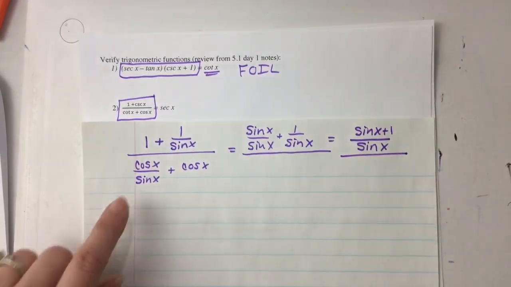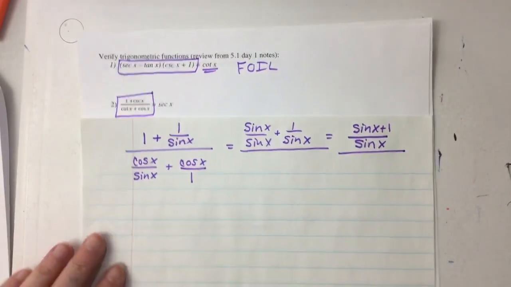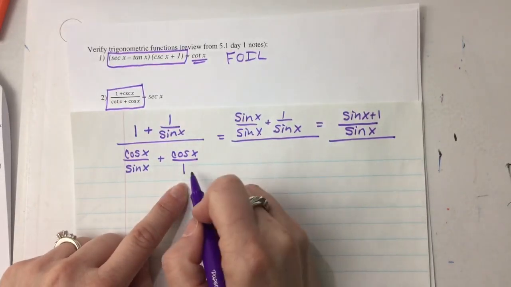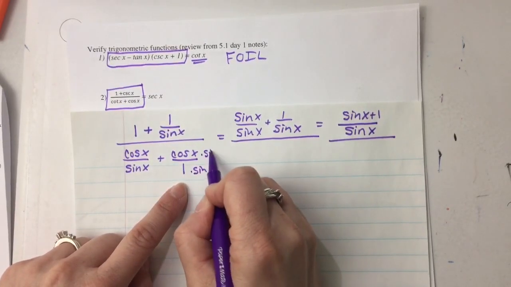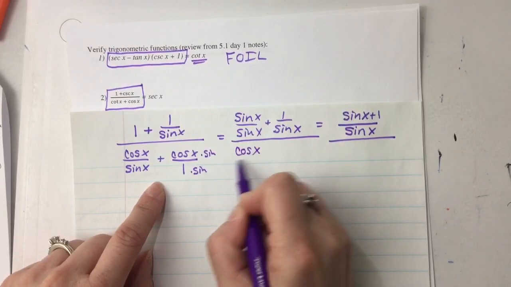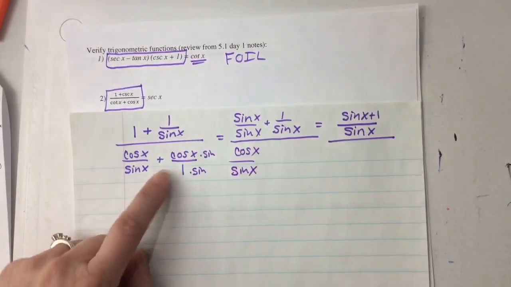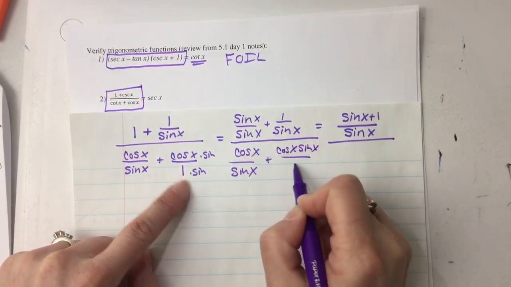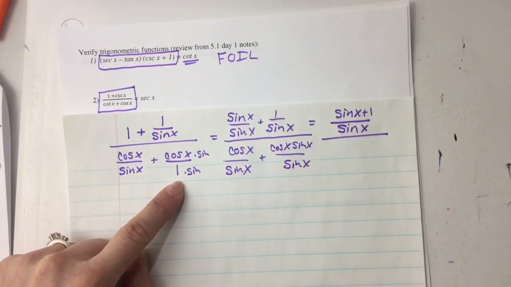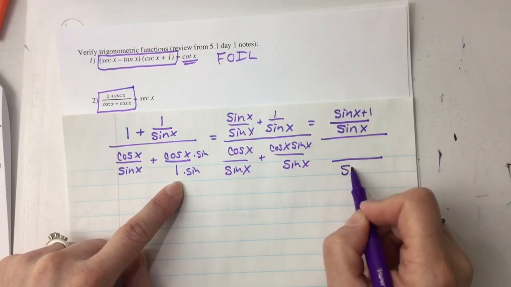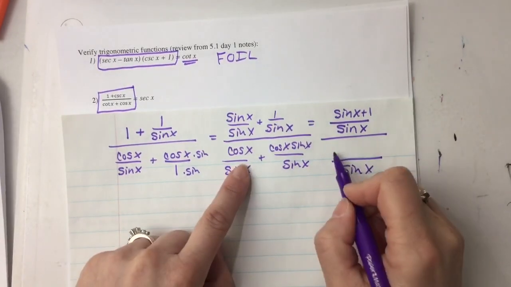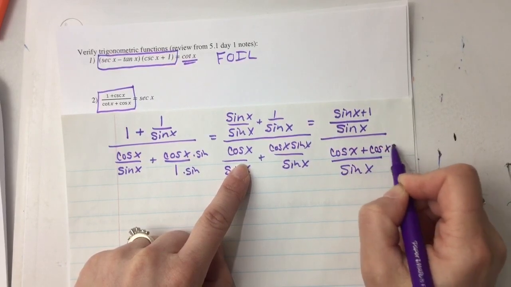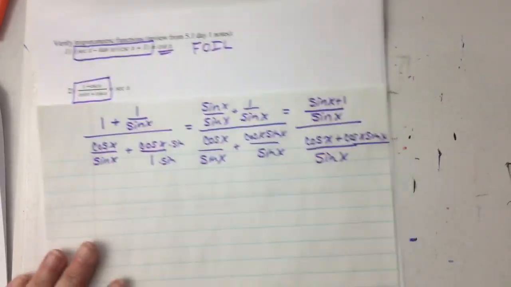There's the top. Now the bottom, same thing. They want me to add. One of them is a fraction, one is not. So what I did is I put a 1 here. I need a common denominator, so I'd have cosine of x over sine of x. That was fine. This is cosine of x times the sine of x over sine of x. Your common denominator, sine of x, stays. This is cosine of x plus cosine of x sine of x.